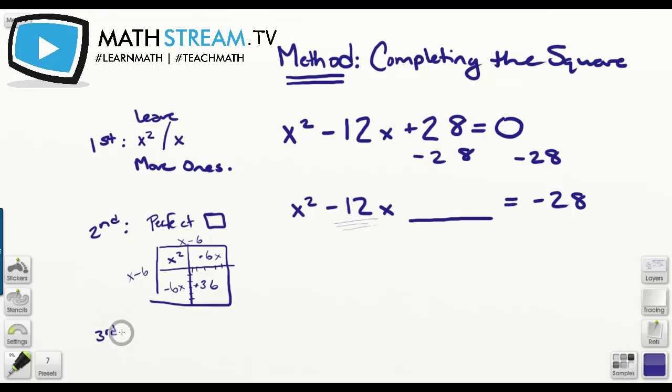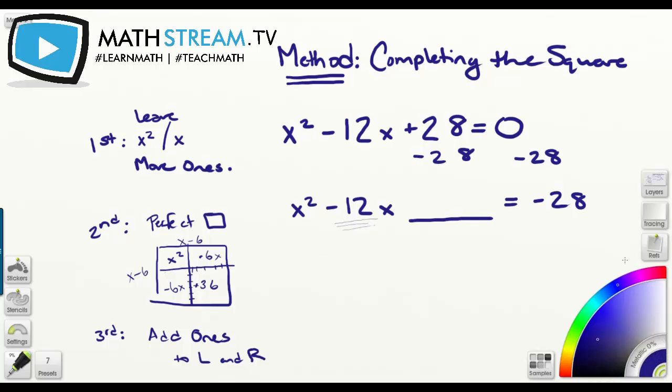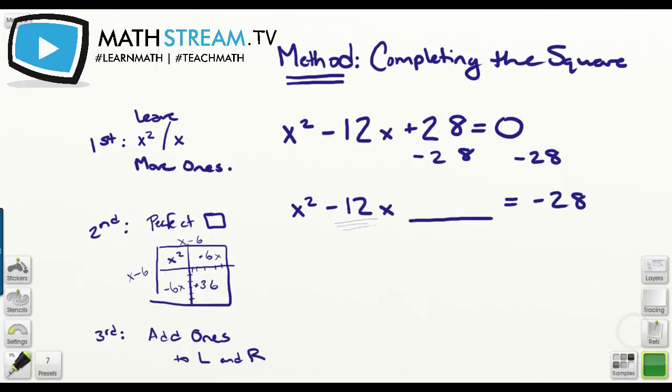So my third step is to add the appropriate number of ones to the left and right, because we don't ever do anything to the left without doing it to the right. So let's look at a different color so we can distinguish this next step. We say in order to complete the square, I need 36 ones.